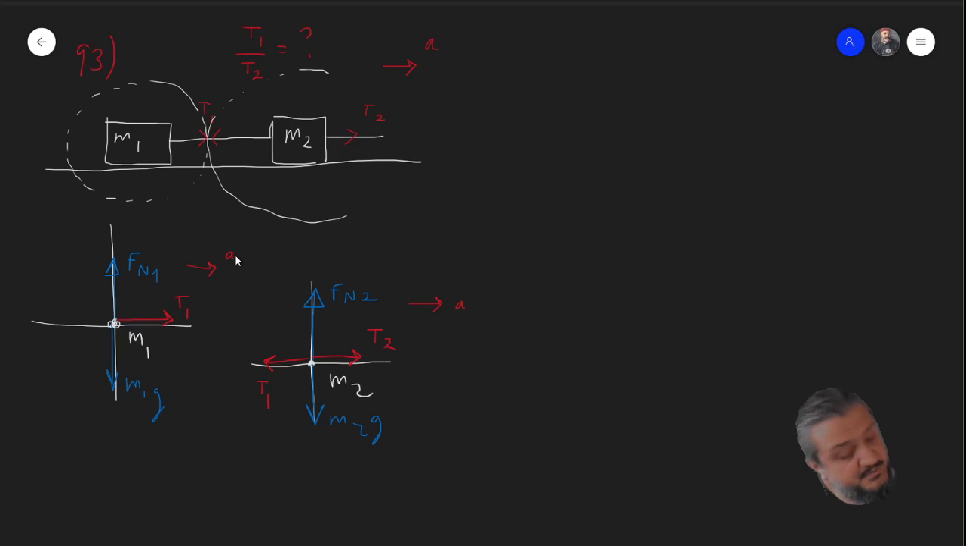So let's read the problem again. Well, they don't say anything about speed or acceleration, but they say something. They say frictionless surface. Okay, frictionless surface, that's a clue there. The system has to accelerate. So there is nothing, for instance, consider M1. If there were acceleration, that would be pointing to the left.